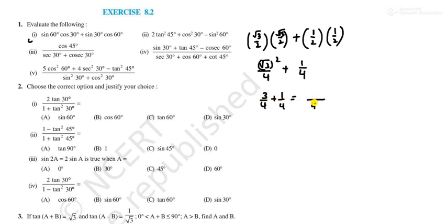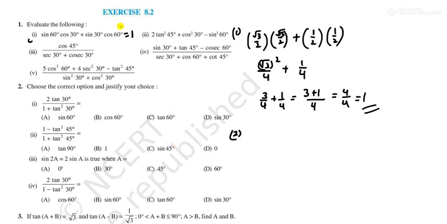Now the LCM is 4. So this remains the same. 4 by 4, you will get the answer as 1. That's all. Any doubt? No. So the answer of this question is 1. Moving to the second question now. We'll solve it here itself.